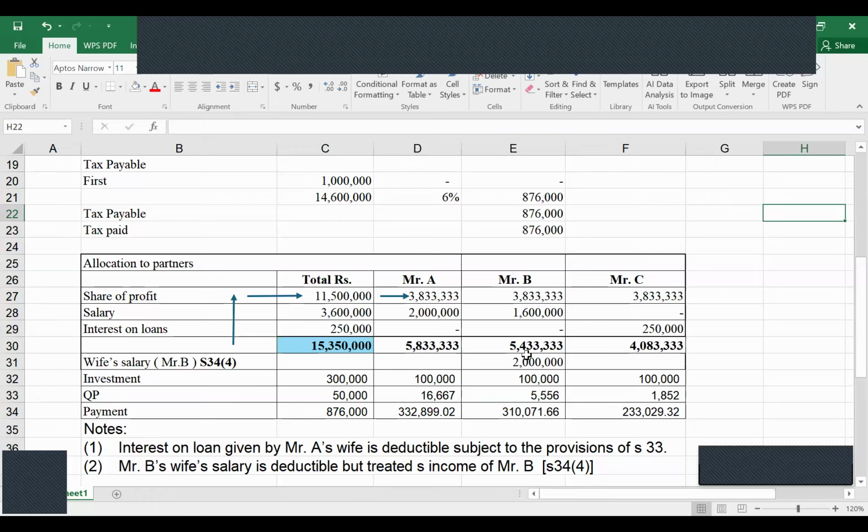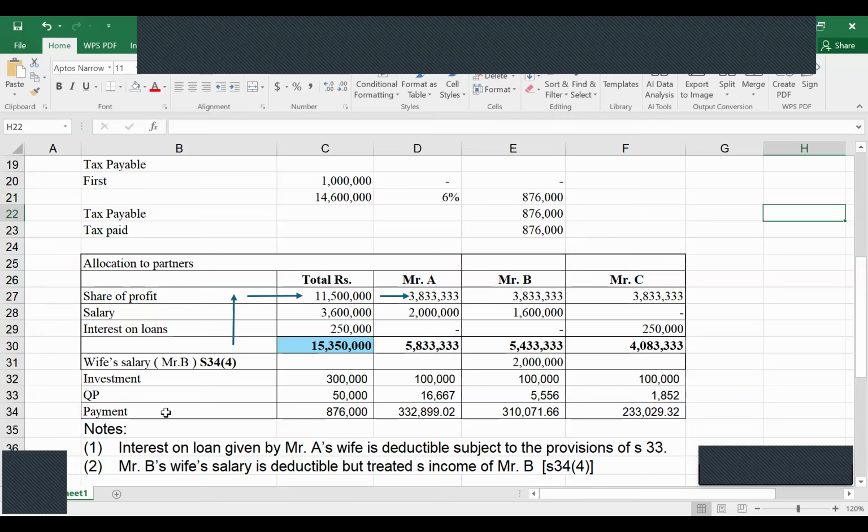Then after that we can apportion other income as well, because this is a partnership. They have an agreement to allocate their profit and loss equally. Therefore, if they have an investment income, that is interest, it should also be allocated equally. So they have received 300,000 interest income, it should be allocated equally. If they are having qualifying payment, it should be allocated equally.